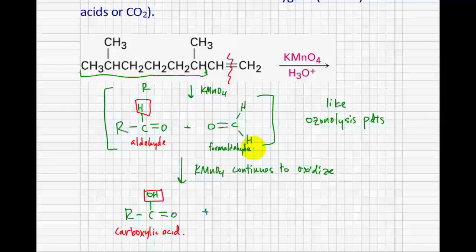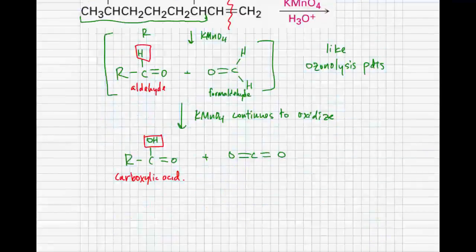So what's as oxidized as I can make one carbon? Well, C double bond O, another double bond O. So if we have one H on that side of the double bond, we'll end up with a carboxylic acid. If we have two H's, we'll end up with CO2.